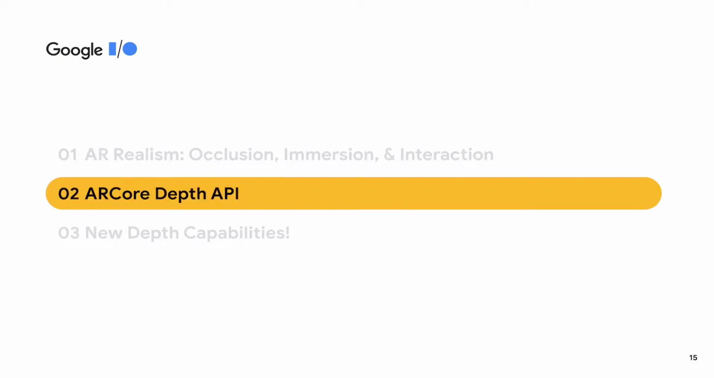With these examples, you have seen what you could build using Depth API. But how does it actually work, and how can you start using it right away? I'm now going to hand it over to Eric, who is going to explain how you can use the ARCore Depth API to add a layer of AR realism into your app. Over to you, Eric. Thank you, Adarsh.